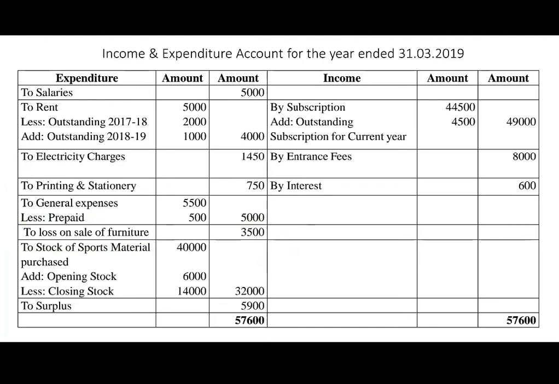Any doubt in this problem? All the adjustments are clear? A simple problem it was. Anyone is having any doubt? All the points are clear?